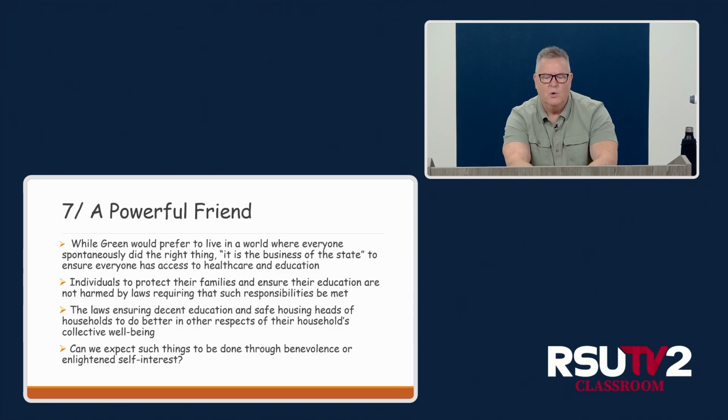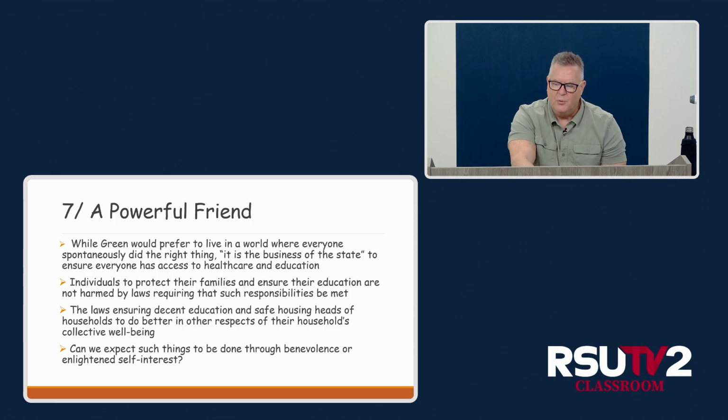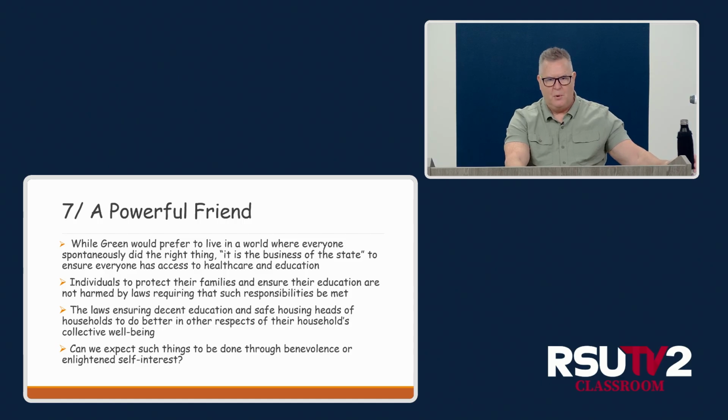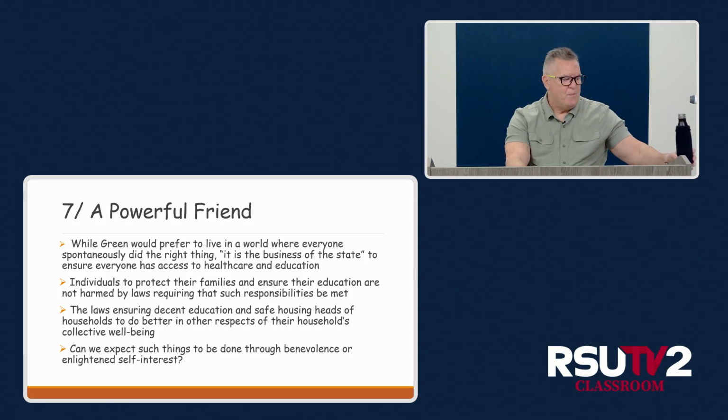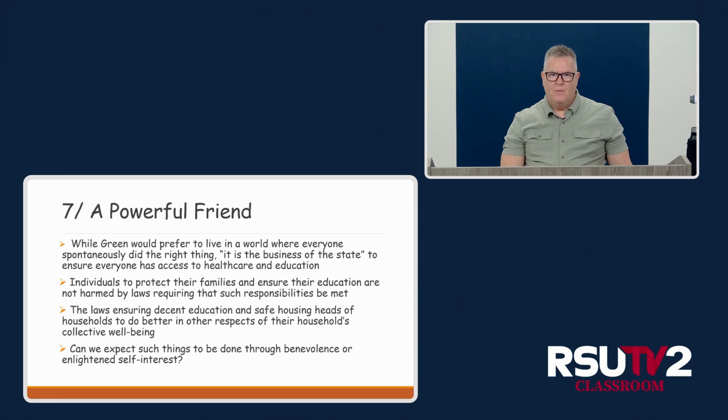So he asks a really important question. Can we expect such things to be done through benevolence or enlightened self-interest? When you go back to William Graham Sumner, he's saying this is the social mores. Look after your own business. And yet, even in his day, many people were simply not able to look after their own business because they're being worked to death and they're basically being exploited for their labor. And so, for Sumner, he's just saying we can rely on this folkway that everyone's supposed to mind their own business.